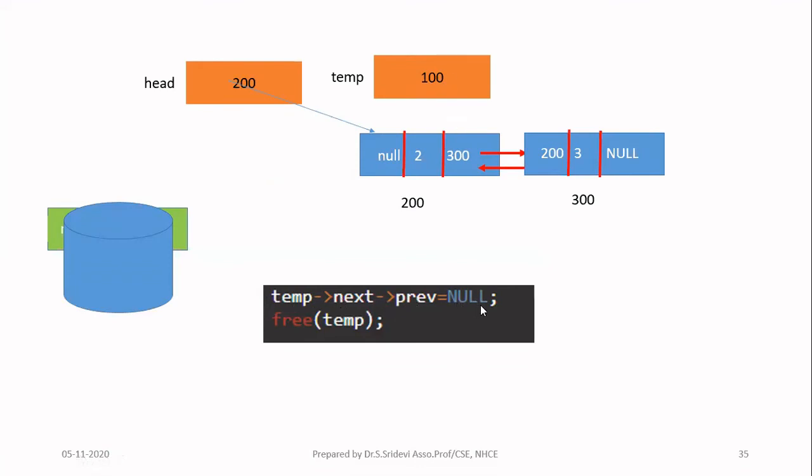That is equal to null. When I do that, here null will be automatically stored. Relate this point with respect to the previous diagram, then only you will understand. Then finally, when you do that, this null will be stored. Then what is another step? You have to release the green color node to the free area. So I am writing free temp.